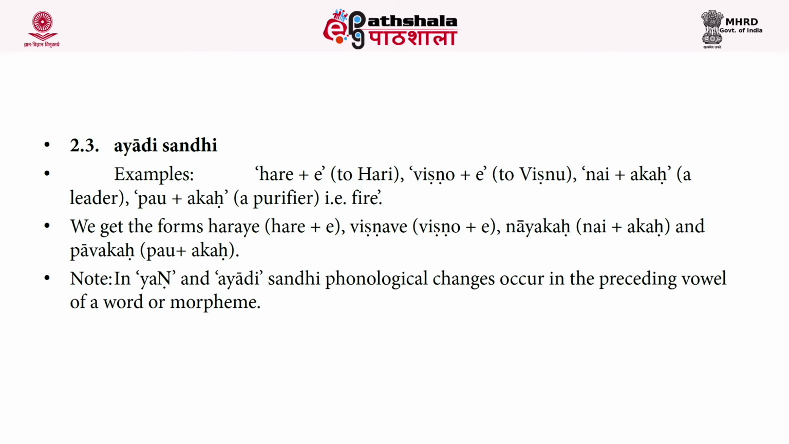The rule Eco'yavayavah states, in the place of ec, meaning e, o, ai, au, ay, av, ay, and av are the substitutes before Ach. Now, with the help of the rule Yathasankhyam Anudesah Samanam 1.3.10, e is replaced by ay, o by av, ai by ay, and au by av. So we get the expressions Haraye, Vishnave, Nayakah, and Pavakah. Notice that in Yan and Ayadi Sandhi, phonological changes occur in the preceding vowel of a word or morpheme.